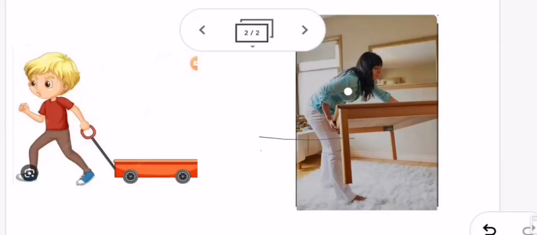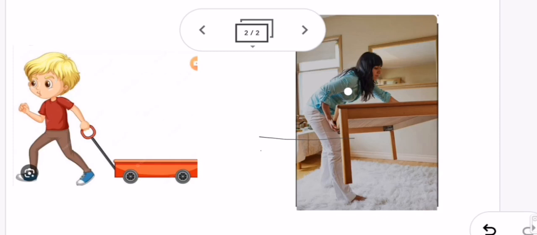Examples of work done are, suppose in this picture one boy is pulling a toy. In this case the toy displaces and its position is changed, so we can say that work is done. In this case, if we lift the table, there is some displacement, so here we can say that work is said to be done.